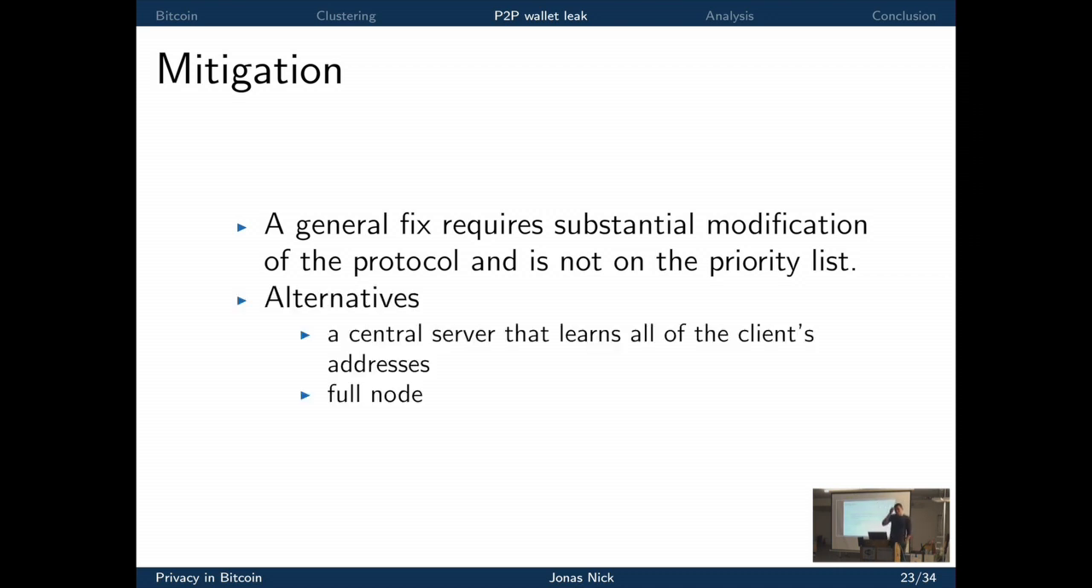So, alternatives are, if you are a privacy-conscious user, and you should be, you can use the other type of SPV wallets that don't use Bloom filters. They need to connect to a central server to basically learn about the addresses they are concerned about. So, yeah, you could use a central server. That's probably also not ideal. At least not if you don't trust the central server, or you need to use a full node instead of an SPV node.